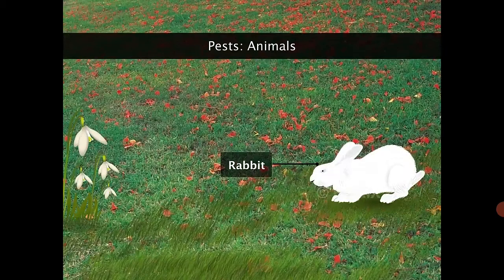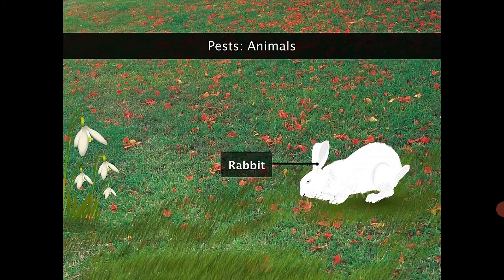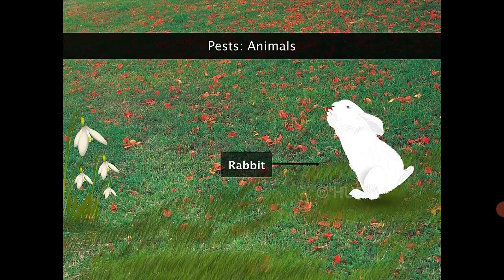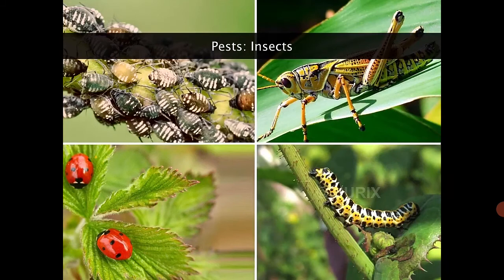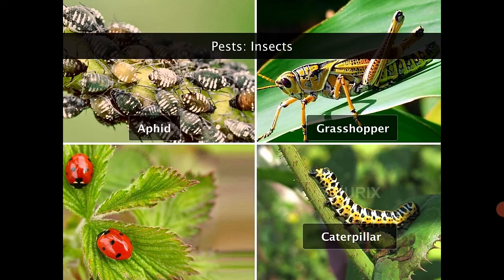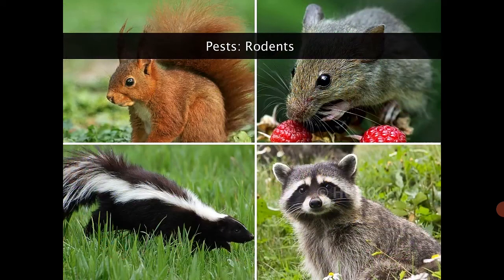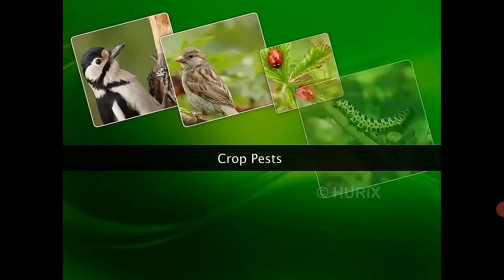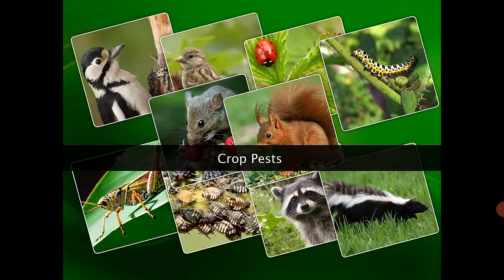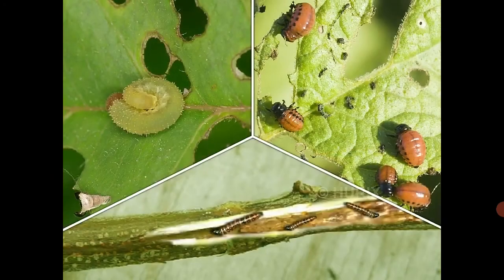Animals such as rabbits, birds such as swallows and woodpeckers, insects such as aphids, grasshoppers, caterpillars, and beetles, and rodents such as squirrels, mice, skunks, and raccoons are some commonly found crop pests. These pests generally destroy crops in three ways.